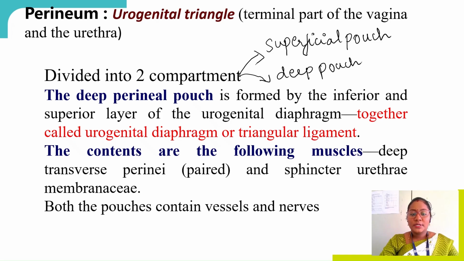Next, come to the deep perineal pouch. It is formed by the inferior and superior layers of the urogenital diaphragm, together called the urogenital diaphragm or triangular ligament. Already shown in that picture, the urethral part is covered by the urogenital diaphragm. The contents are the following muscles: the deep transverse perineum, which is also a paired muscle, and then the sphincter urethrae membranaceae. Both the pouches contain vessels and nerves.